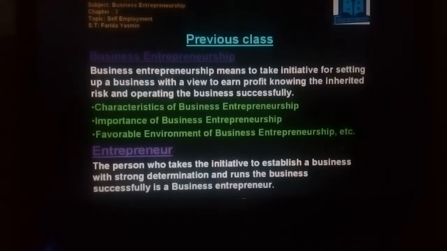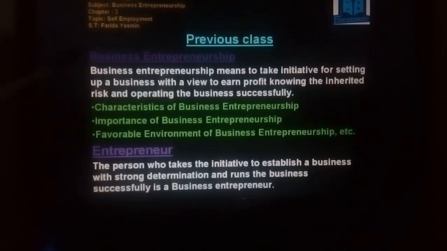and entrepreneurs. From this chapter you just learned about business entrepreneurship, characteristics of business entrepreneurship, importance and favorable environment of business entrepreneurship. Then you also learned about who is an entrepreneur and the qualities of an entrepreneur. So do you remember what is business entrepreneurship?